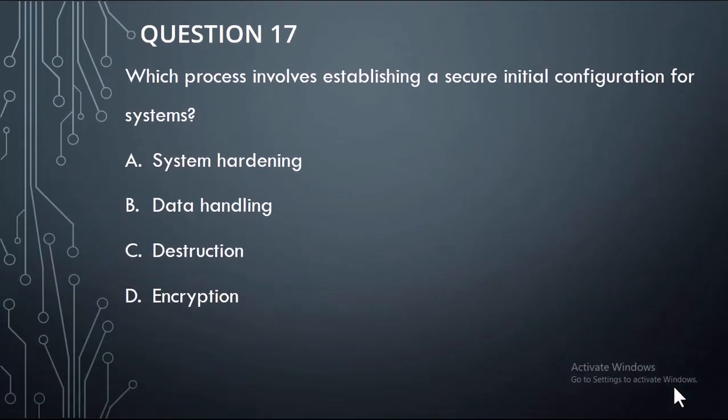Question 17. Which process involves establishing a secure initial configuration for systems? Option A. System hardening. B. Data handling. C. Destruction. D. Encryption. The correct answer here is option A. System hardening establishes a secure initial configuration for systems.